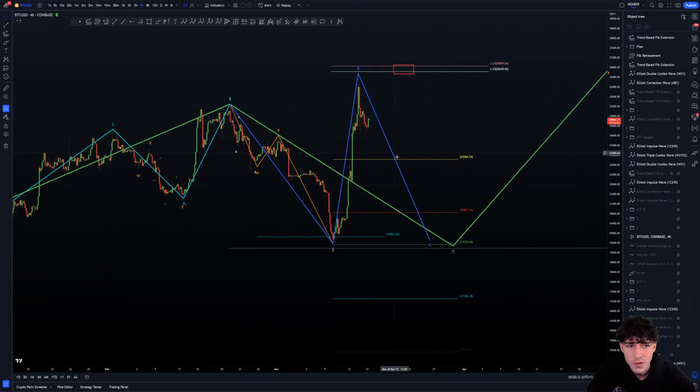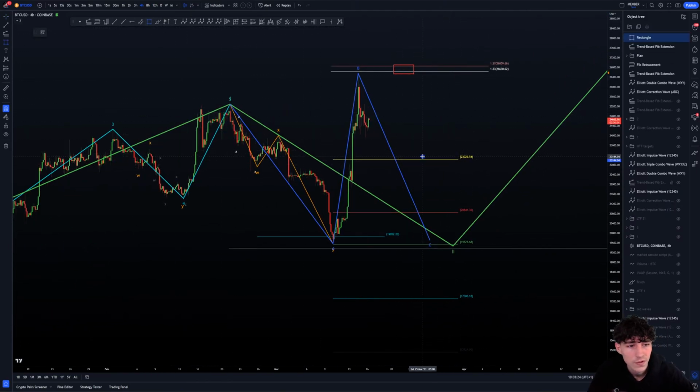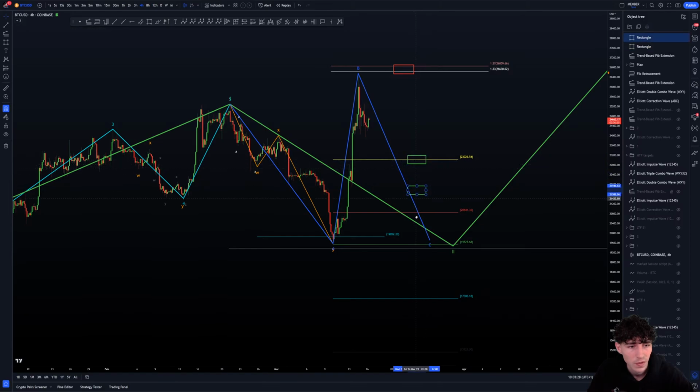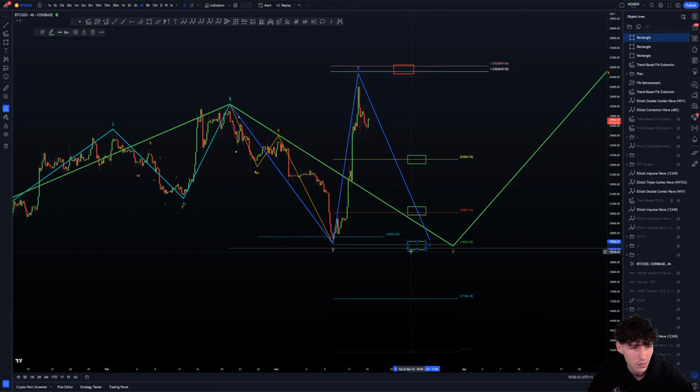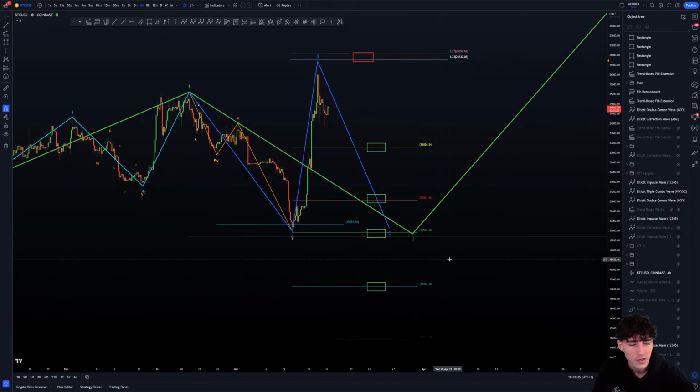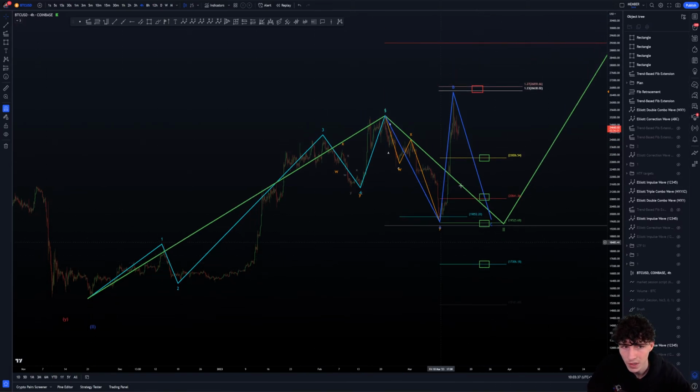So in that case, the first target here is the 618. Then we have the 120 extension. Then we have the 123. And then we'll have the 1618 maximum target. So these will be all the targets, for example, if you want to bet on this scenario where you're going to open a long.